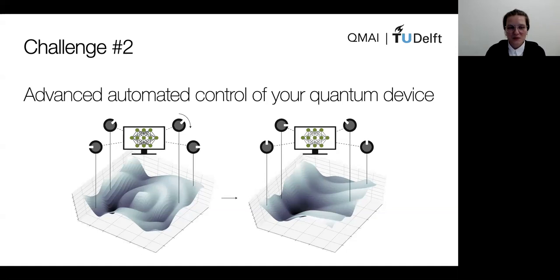So the second thing I wanted to mention is this challenge number two I advertised at the beginning of my talk. And that's the automated control of the quantum device. So I showed this figure already before. What you want is human-like experience to do some pretty complicated task in the lab that makes your device do exactly what you want, and ideally without a person standing next to it and checking everything. So let me show you how this works on a concrete experimental example again.